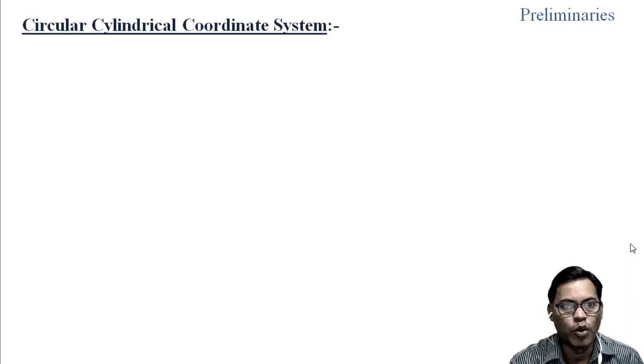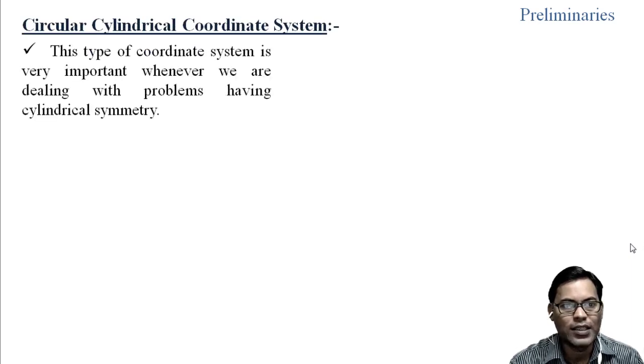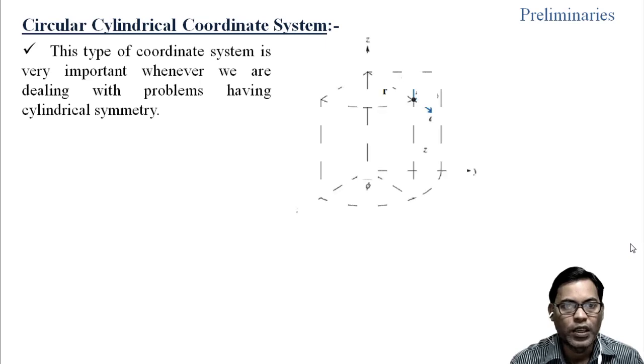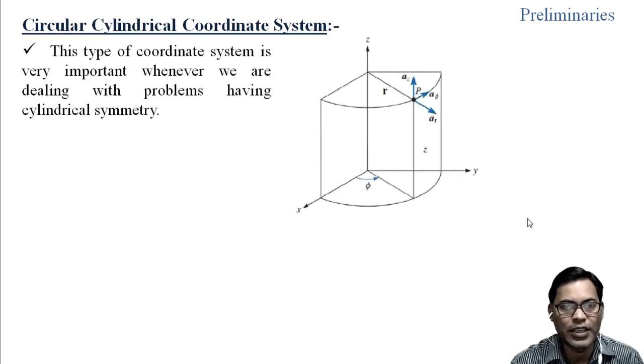The cylindrical coordinate system. This type of coordinate system is very important whenever we are dealing with problems having cylindrical symmetry. So, here the cylindrical coordinate system is given by this diagram. You can see that x, y, z represent the Cartesian coordinate system, but the part of the cylinder which is shown here is the cylindrical coordinate system.